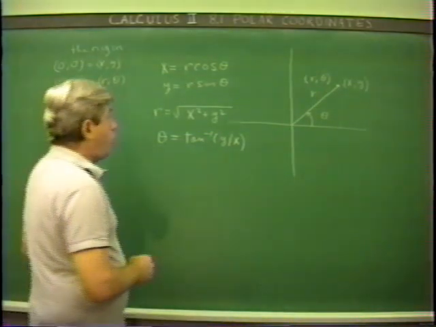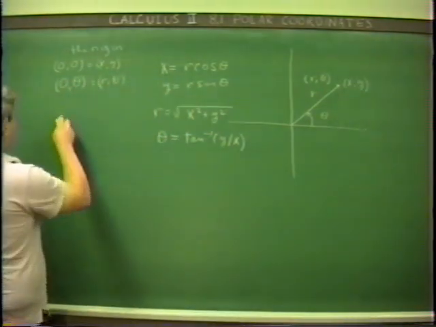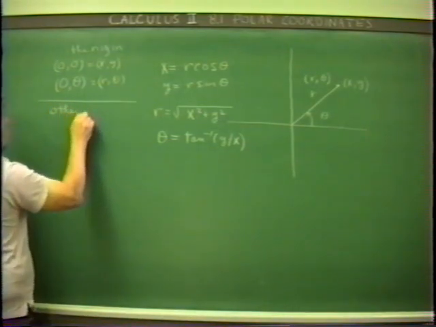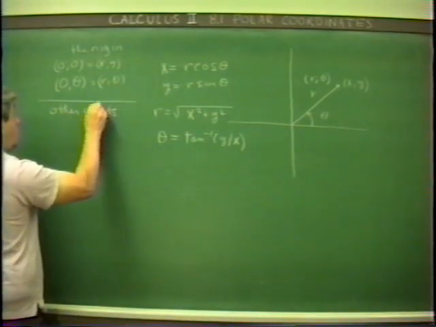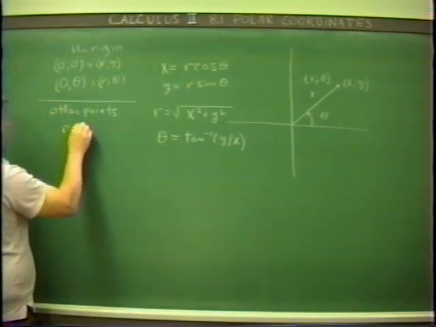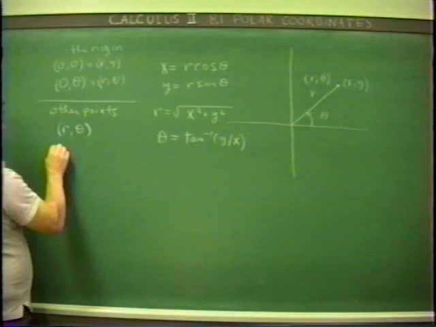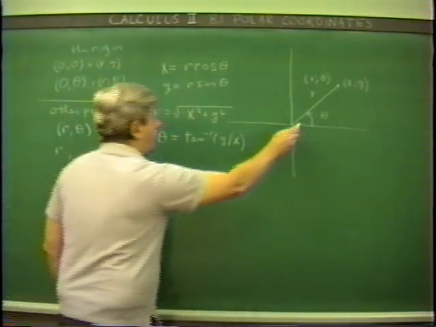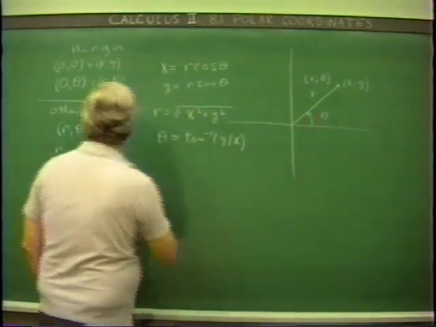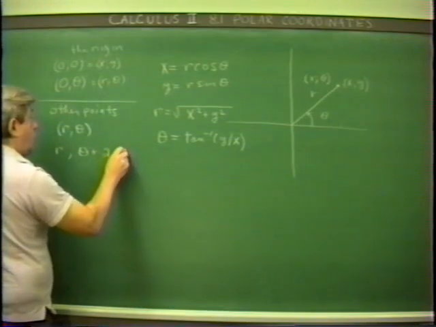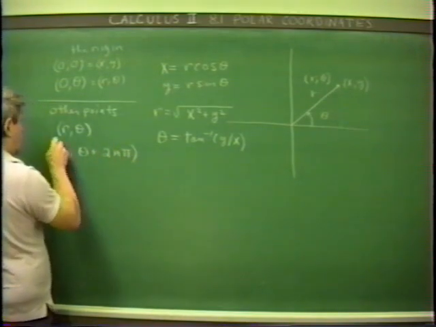Now, other points in polar coordinates, if we've got another point, say r comma theta, then if we keep the same r and we rotate around here by 2 pi, so r, theta plus 2 pi, or for that matter, any multiple of 2 pi, 2n pi, this will be the same point.